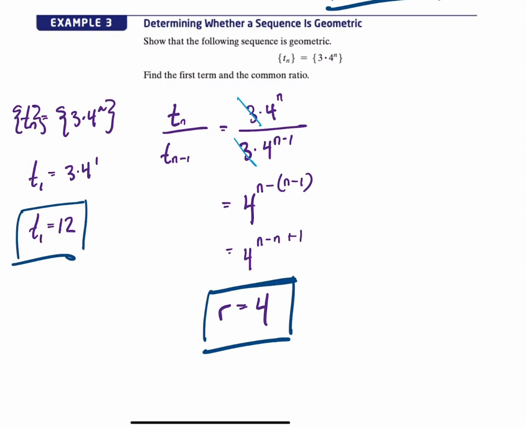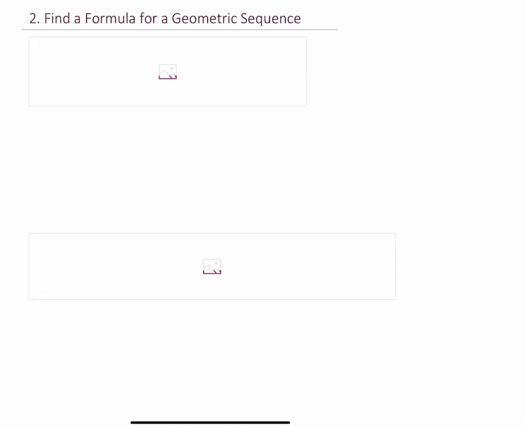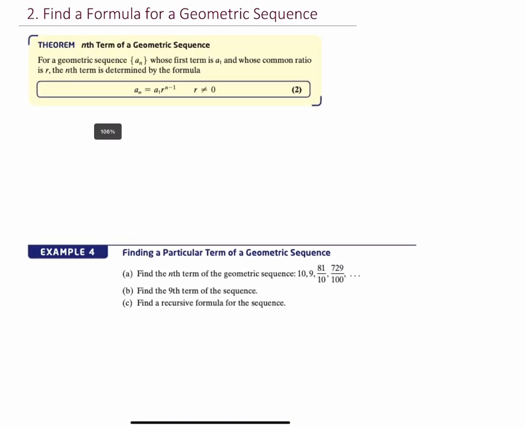So let's build a general formula for the nth term that's not recursive. Let's start with our first term. A sub 1 would just be a sub 1. Then our next term we'll get by taking our previous term and multiplying by r. This would be a sub 2.